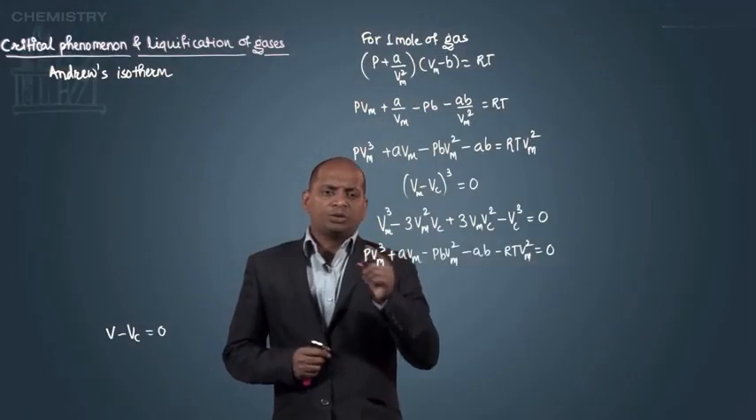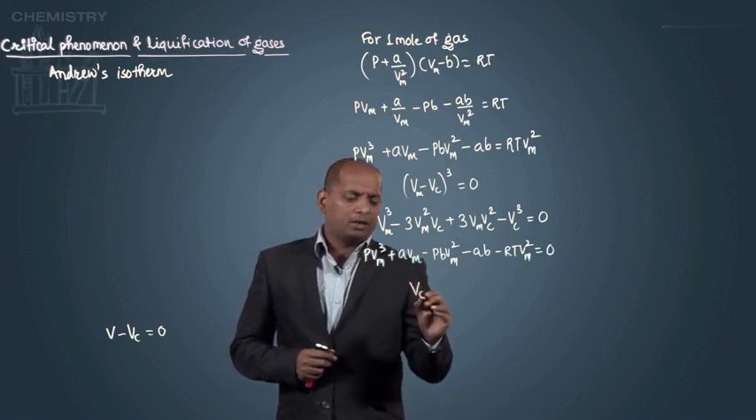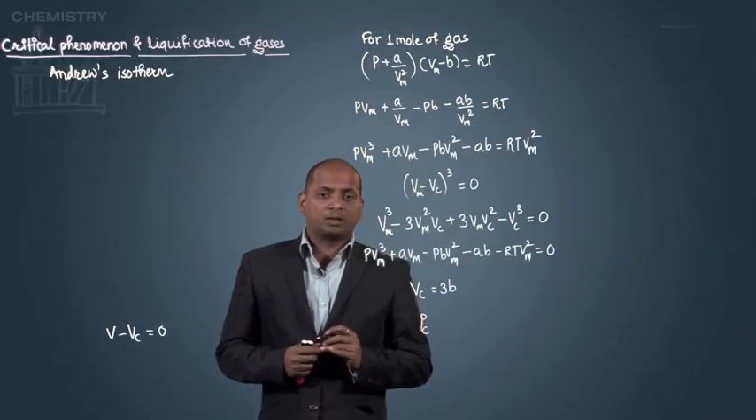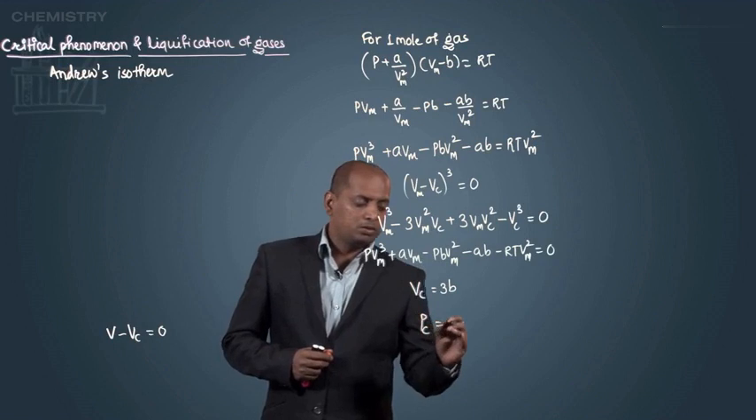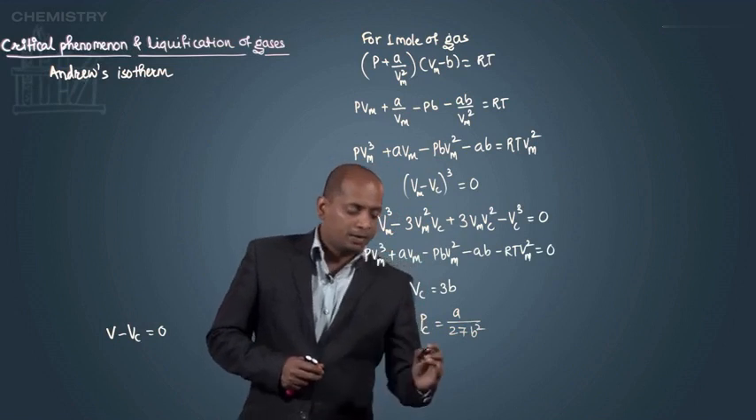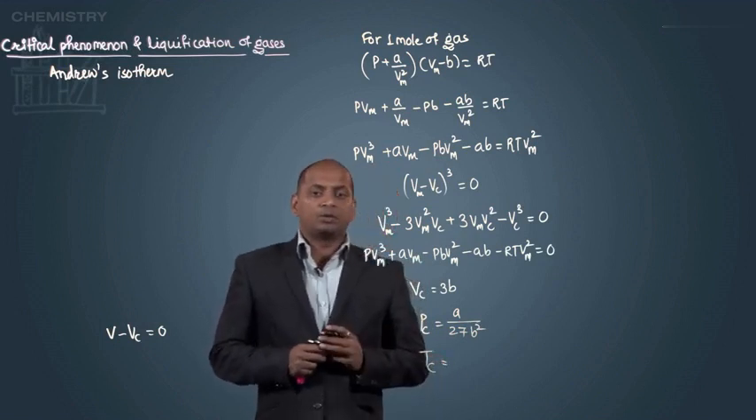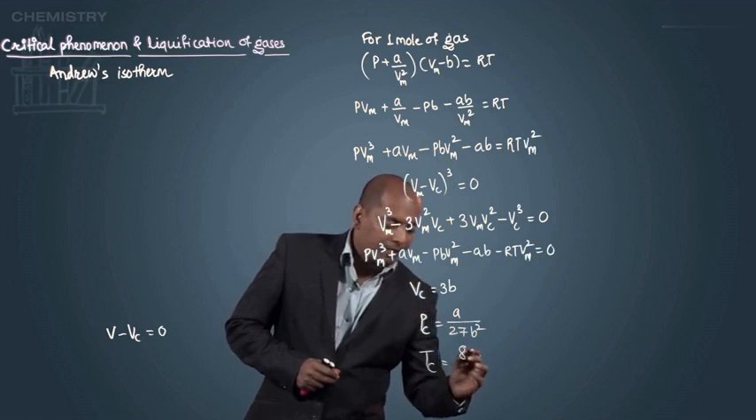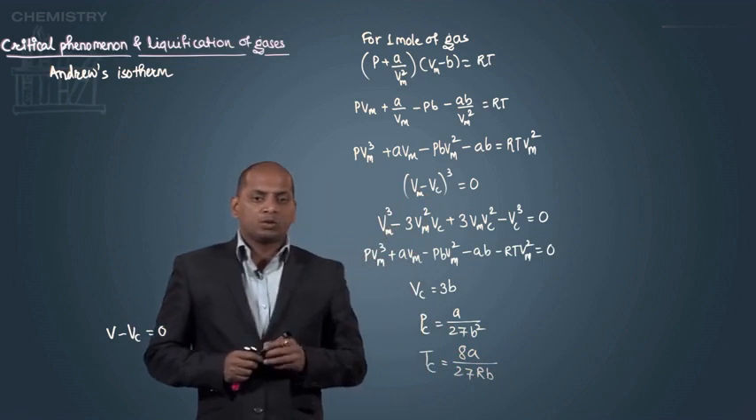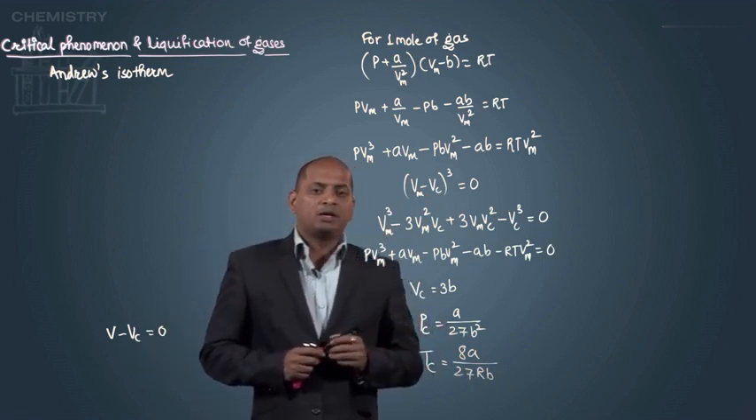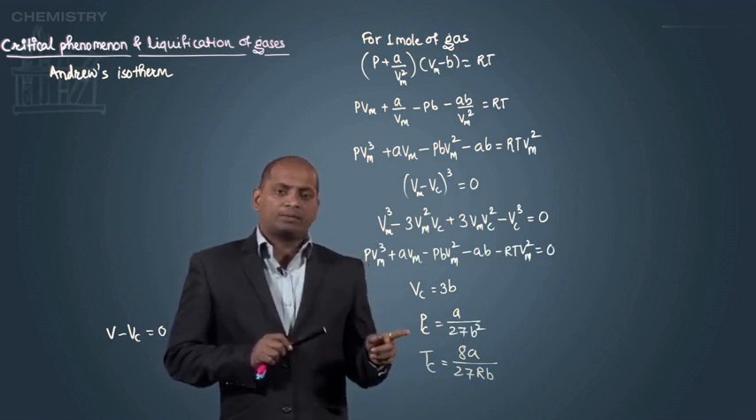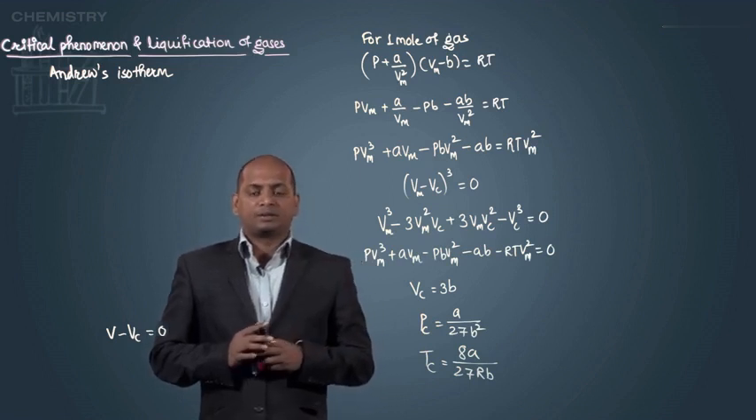After comparing these two equations, we can write critical volume is equal to 3b, critical pressure is equal to a upon 27b square, and critical temperature is equal to 8a upon 27Rb. So, the values of a and b can be used to determine the critical volume, critical pressure and critical temperature.